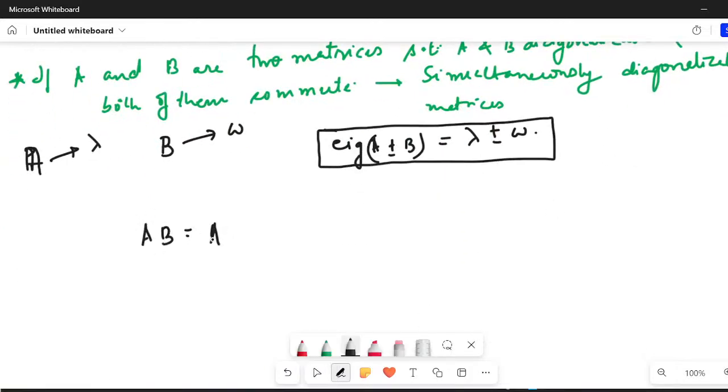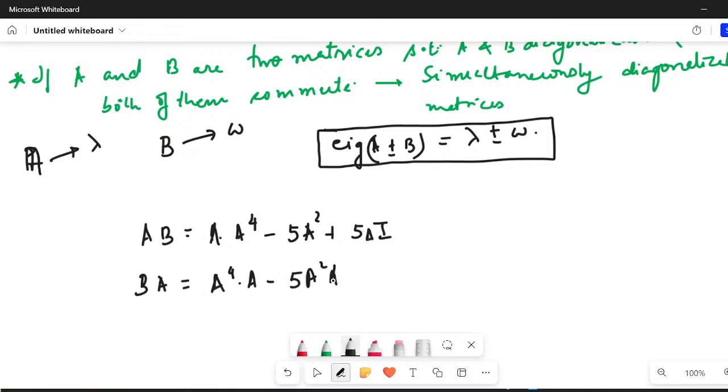AB would be equal to A into A raised to power 4 minus 5A square plus 5 identity. And similarly, if I want to write BA, I can write it as A raised to power 4 into A minus 5A square into A, and then 5 times identity into it. So clearly I can say that AB would be equal to BA. It implies that both matrices A and B commute with each other.